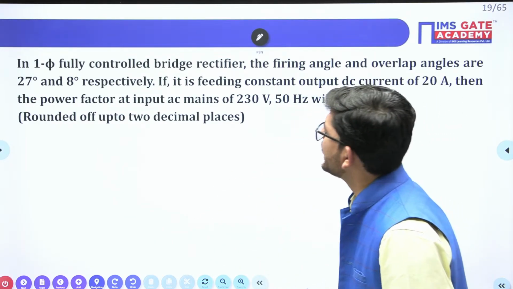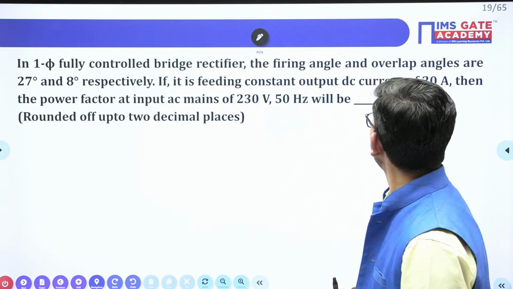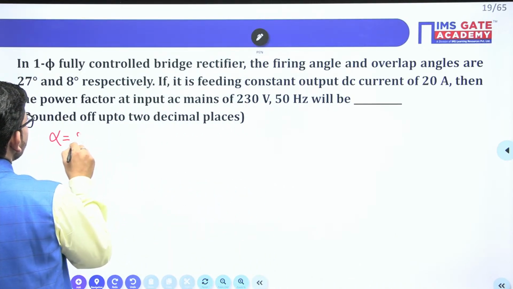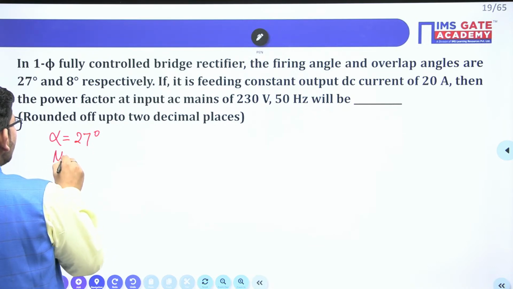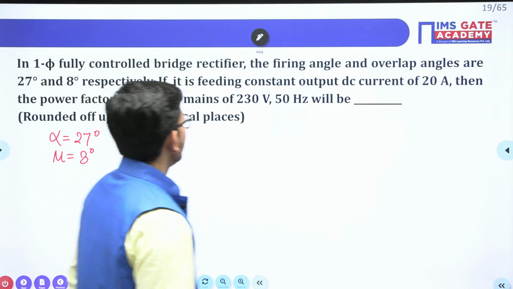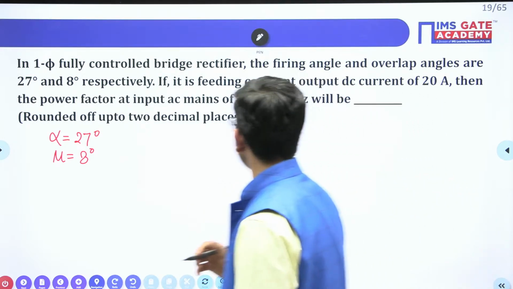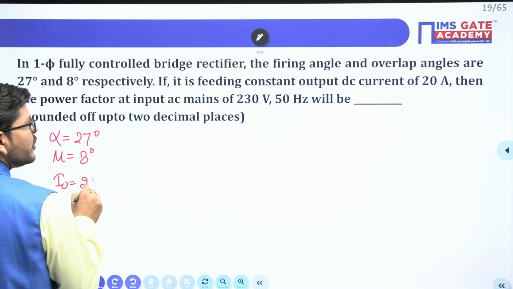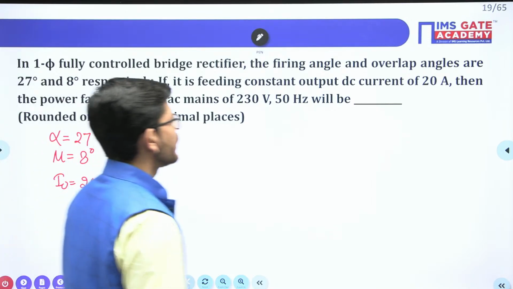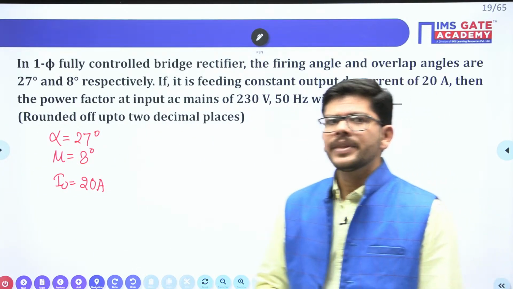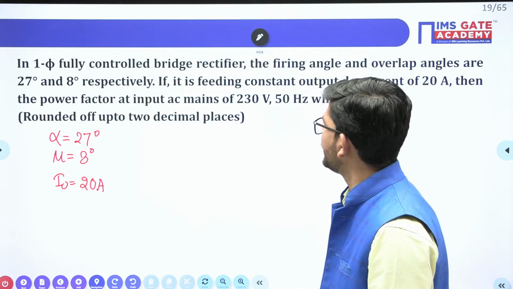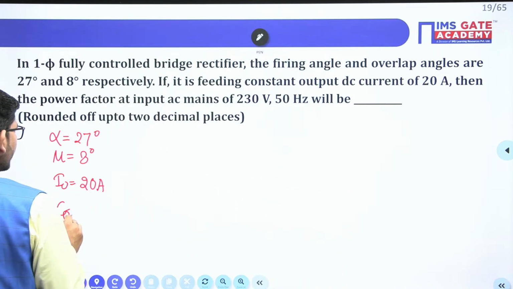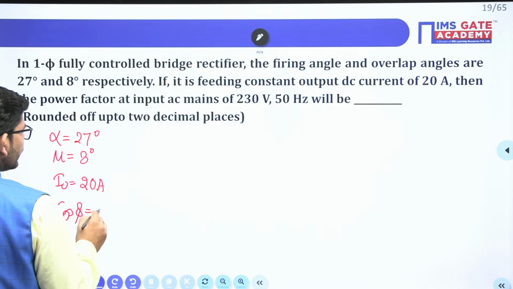In a single phase fully controlled bridge rectifier, the firing angle and overlap angle are 27 and 8 degrees. So we have the firing angle of 27 degrees and the overlap angle of 8 degrees. It is feeding a constant output DC current, so average and RMS values are equal, 20 ampere. Then the power factor at the input AC mains of 230 volt 50 hertz is to be calculated.